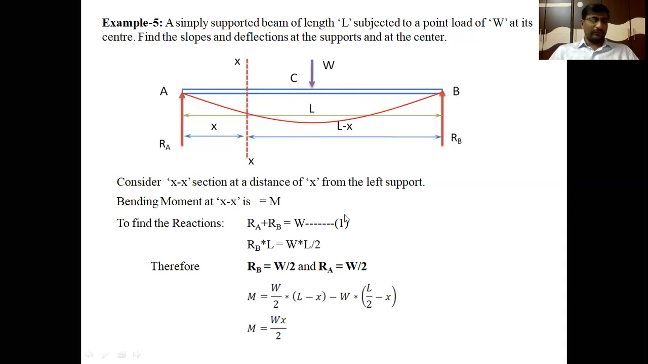Okay, let us see what is going on in this double integration method for simply supported beams. With this example 5, let us close this class.